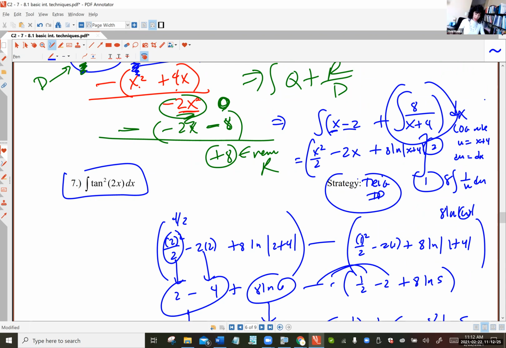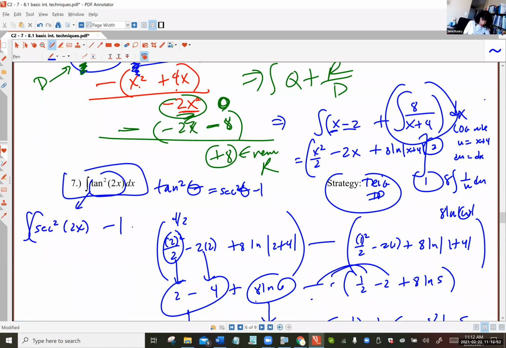The trig identity you're going to use is tan squared theta is equal to sec squared theta minus 1. So what you'll do is replace this tan squared with the trig identity equivalent, which is sec squared 2x minus 1, and you'll integrate that instead. Why? Because sec squared is integrable, but tan squared isn't.